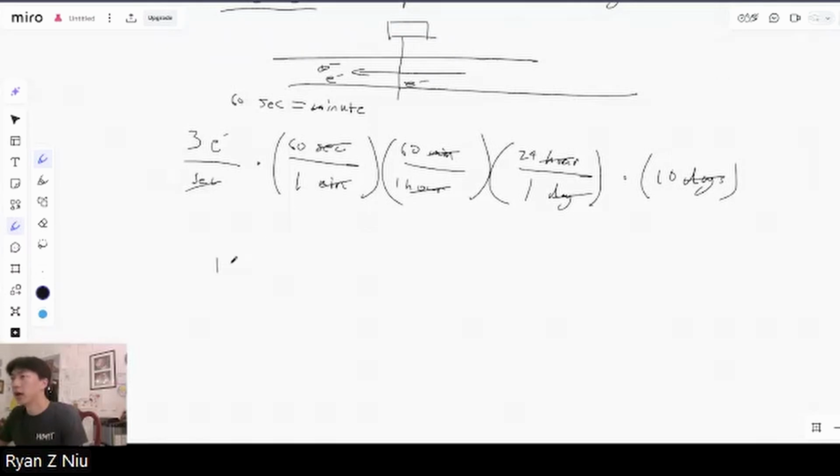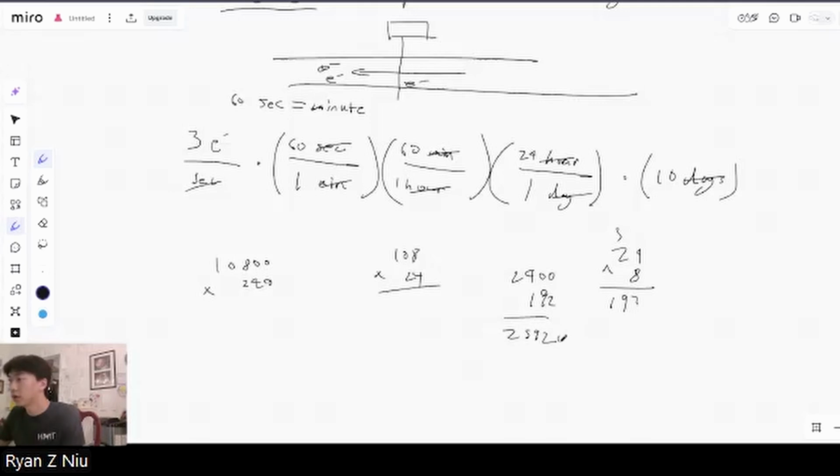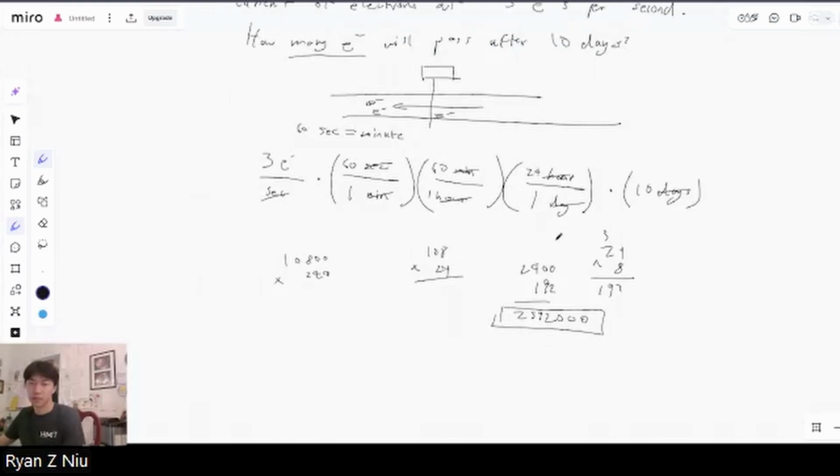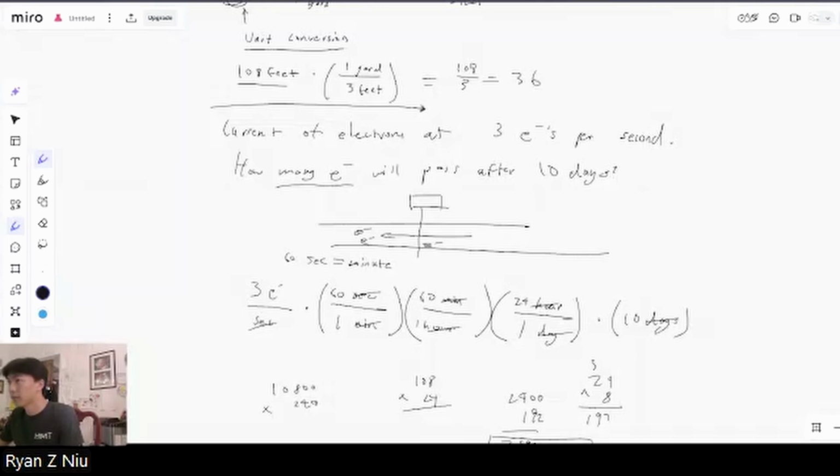And so I have not done the math for this, but I believe it should be like this. And I wouldn't worry too much about calculating this out, but I'll just do it for the sake of doing it. 192, so that should go here, right? So 2592, and then 000. So that's how many electrons would pass. Does this make sense, guys?